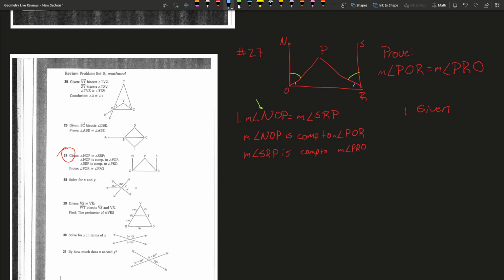So again, the first thing to do is to just state what's given. All right, and we're given that the measure of NOP is congruent to SRP, NOP is complementary to POR, and SRP is also complementary to PRO. Now, we could actually do this in like 2 steps. So I'm going to rewrite this as what complementary's definition actually is. So what this means is that the measure of angle NOP plus the measure of angle POR is equal to 90 degrees. And that is just the definition of complementary angles.